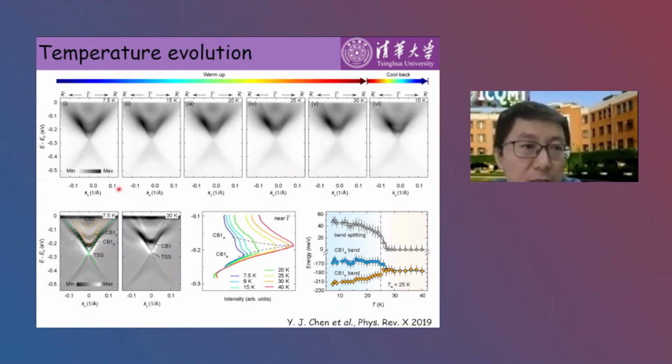At low temperatures, the bulk valence band shows band splitting near the gamma point. This can be seen from the second derivative of the spectrum, where this splitting disappears at a high temperature above the Néel temperature. From the temperature evolution of the EDC, we can see the evolution of this band splitting. This band splitting disappears above 25 Kelvin, suggesting a clear influence of the magnetic ordering on the electronic structure of the system. However, this surface state remains gapless above and below the antiferromagnetic ordering, without clear change with the temperature.